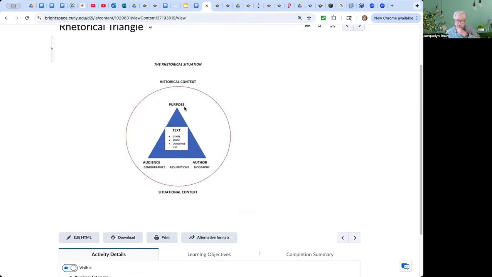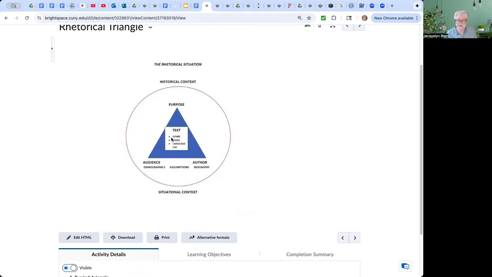The third part is the purpose. Now, usually with a text, there are three things we're trying to get done, three purposes: information, persuasion, and entertainment. And sometimes, if you're lucky, all three happen at the same time, but it doesn't always happen. Right. So you have to kind of figure out which one of those it is.